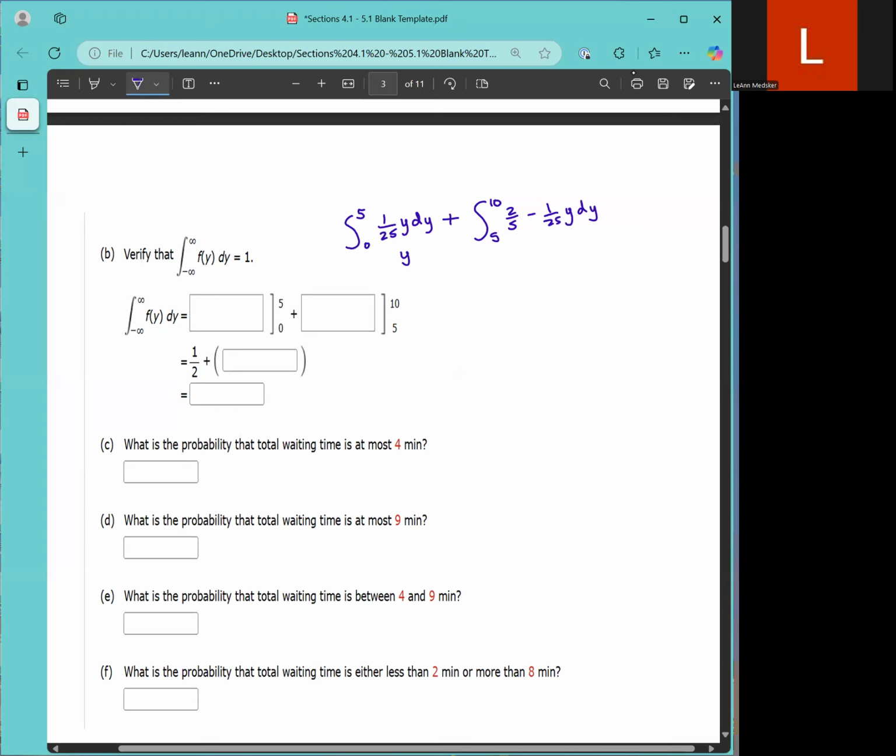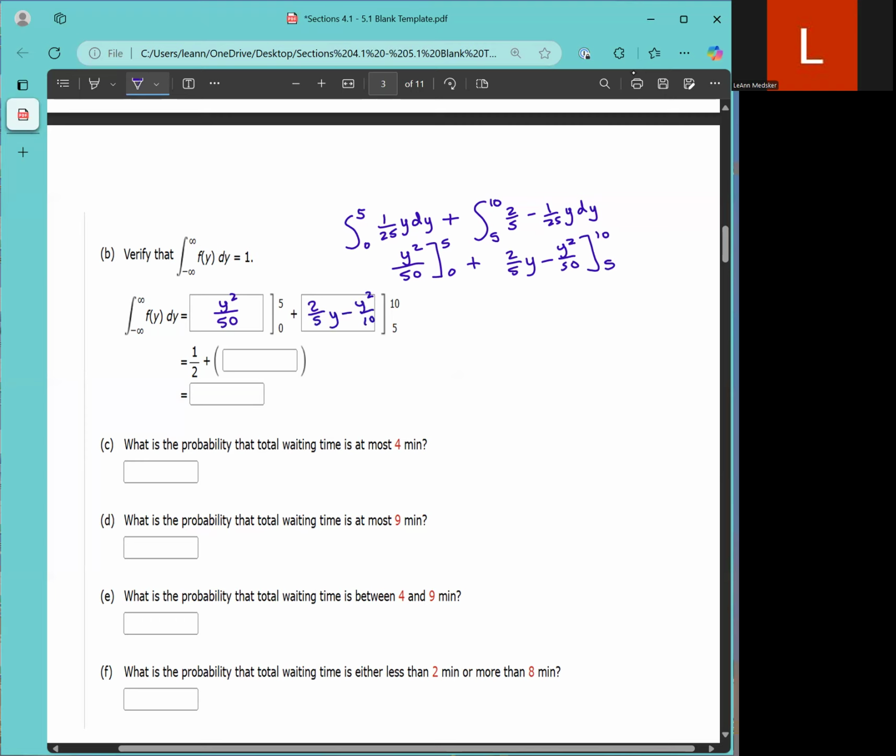We're going to integrate both of these. This first one would be y squared over 50, and that's from 0 to 5. So that's what we're going to fill in right here. The second one is going to be 2/5 y minus y squared over 50. We're just doing our power rule, and that one's from 5 to 10. So we'll fill that in here.